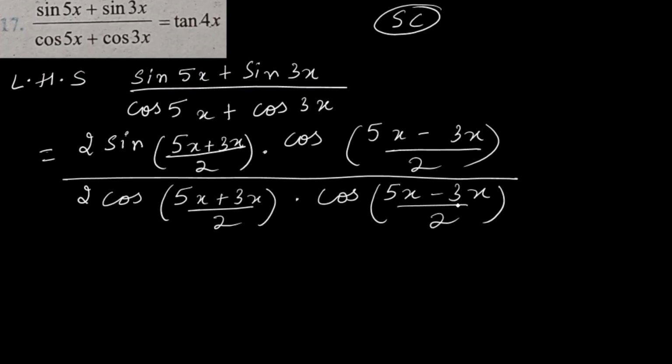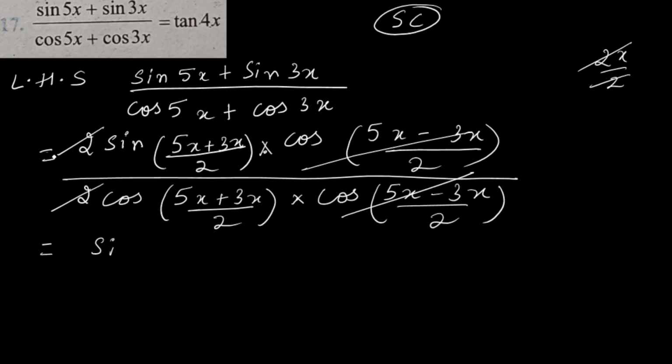So if you further simplify, first of all, the cancellation we can do. 2 and 2 will get cancelled. This cos, because everything is in multiplicative form, cos of 5x minus 3x by 2 and cos of 5x minus 3x by 2, both will get cancelled. If you want, you can further simplify, like this will become 2x by 2, so you can write it in the form of cos x and then you can cancel. So both ways it's correct. Anyhow, the same expression up and down we can cancel.